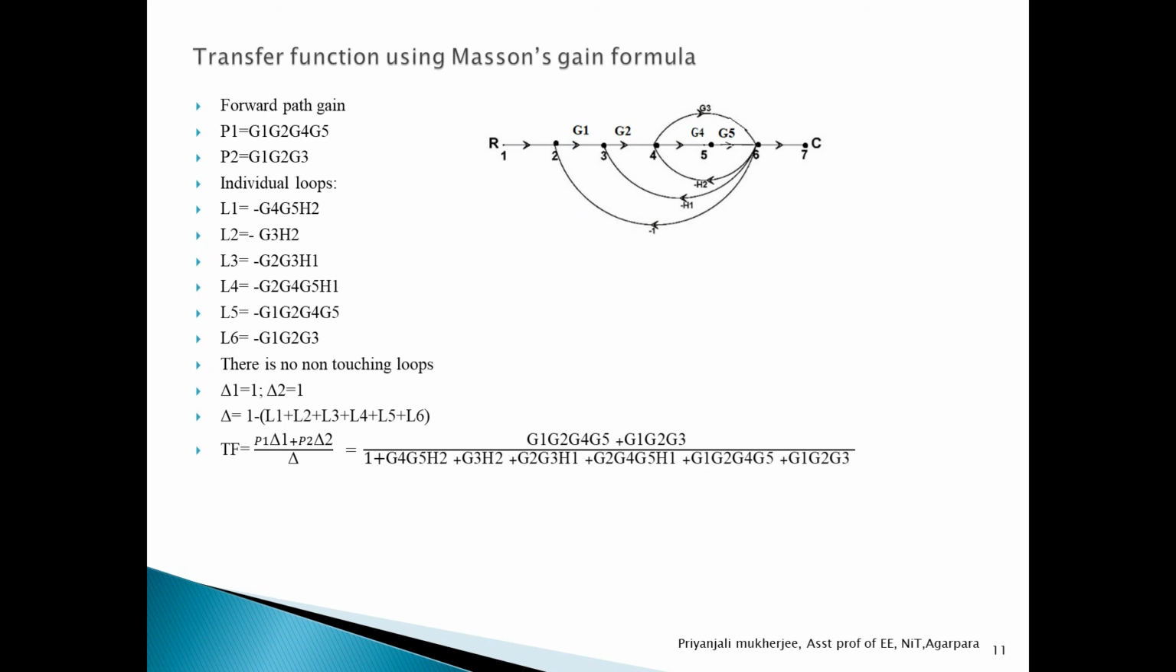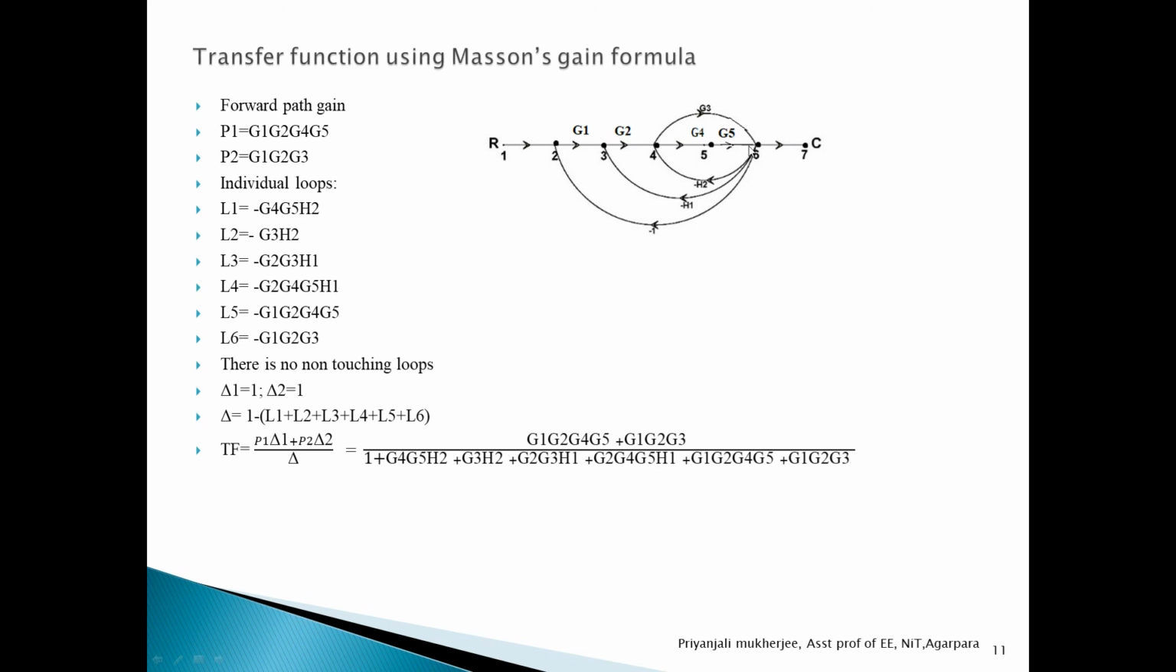Let's consider another example. Here you can see that there are two forward paths. One is from 1 into G1 into G2 into G4 into G5 into 1, and another one is G1, G2 and G3. Next, we need to identify the loops.